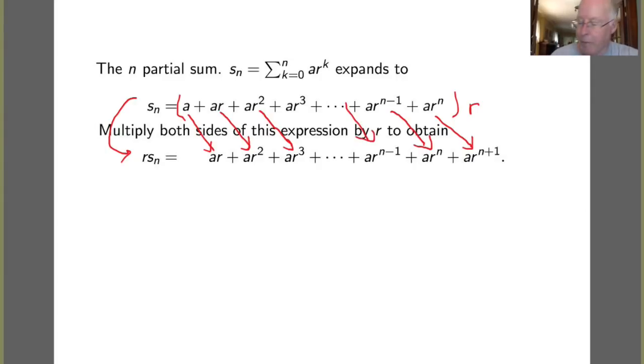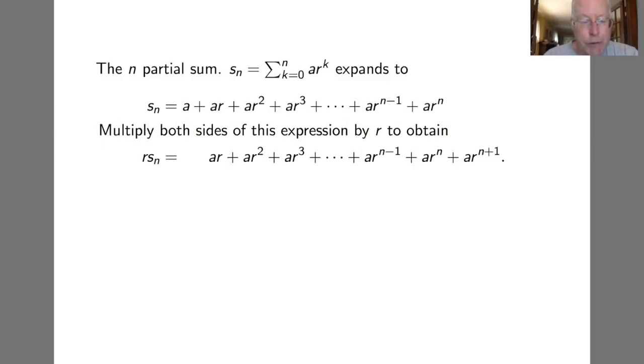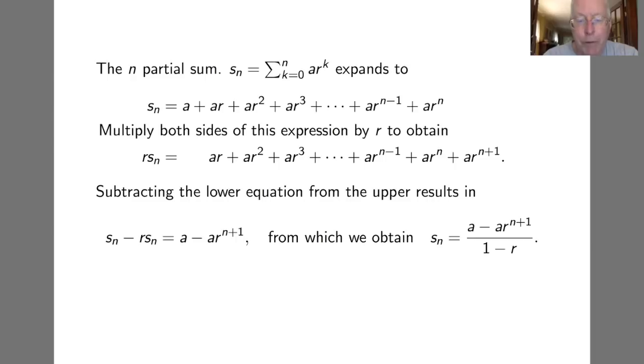So we see a lot of similarities between the terms in these two lines, and for that reason we're going to subtract the lower equation from the upper equation and see the result. So if we subtract rSn from Sn, we get Sn minus rSn.